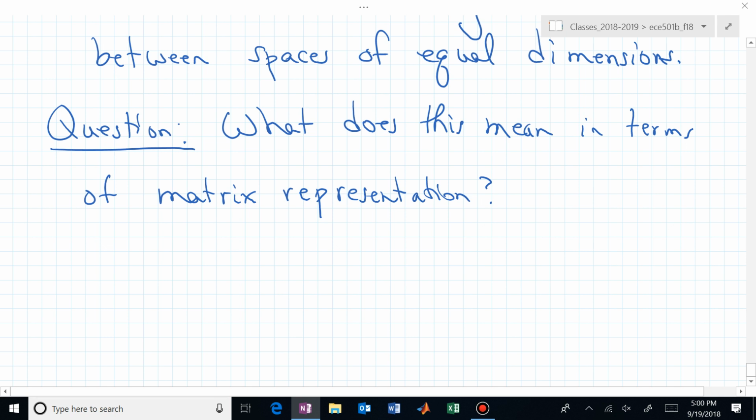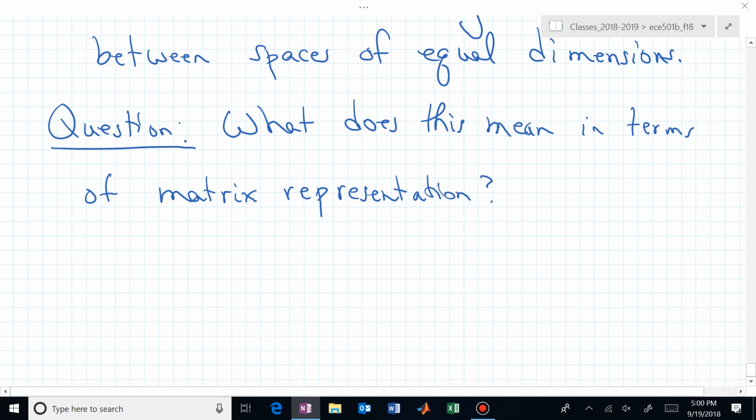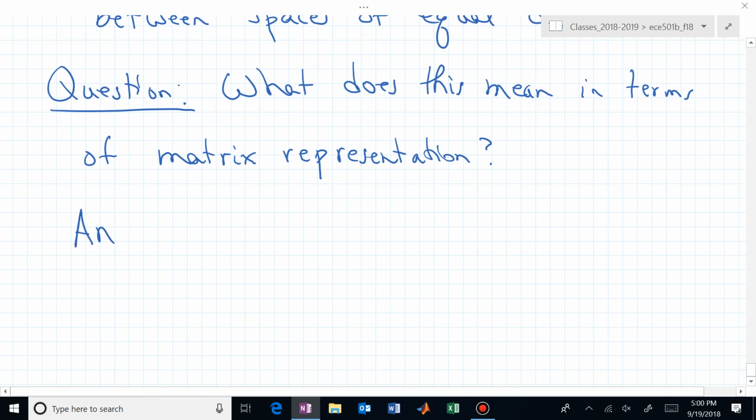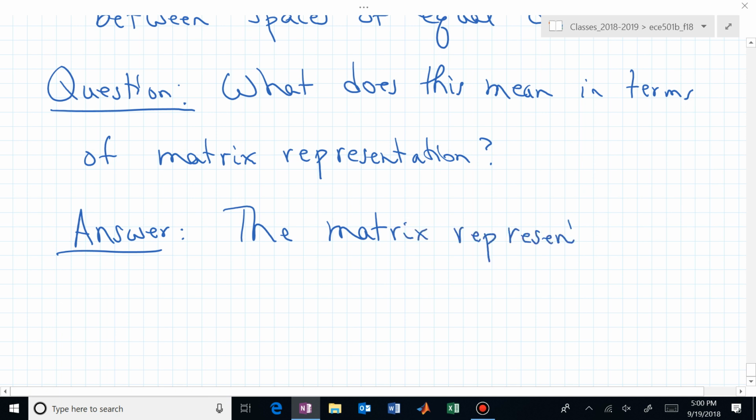Pardon? What's more than that? I'm meaning it has to be injective and surjective. It has to be more than just some matrix that's square. It's not just an arbitrary matrix to be invertible or correspond to an invertible map. So the answer, dimensionally, it has to be square. So the matrix representation must be square.